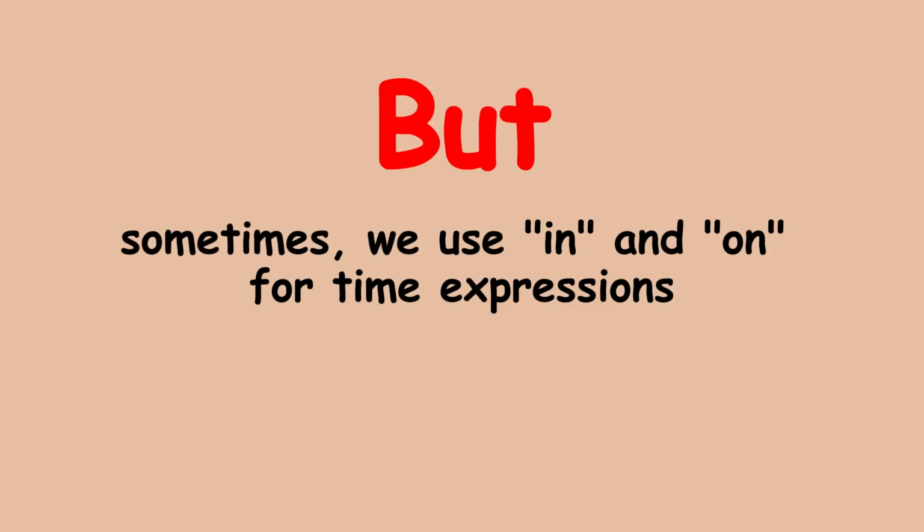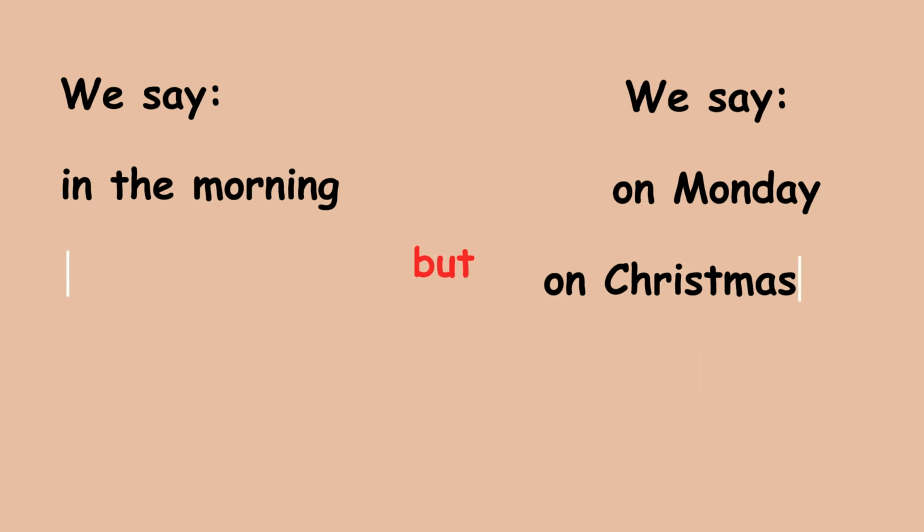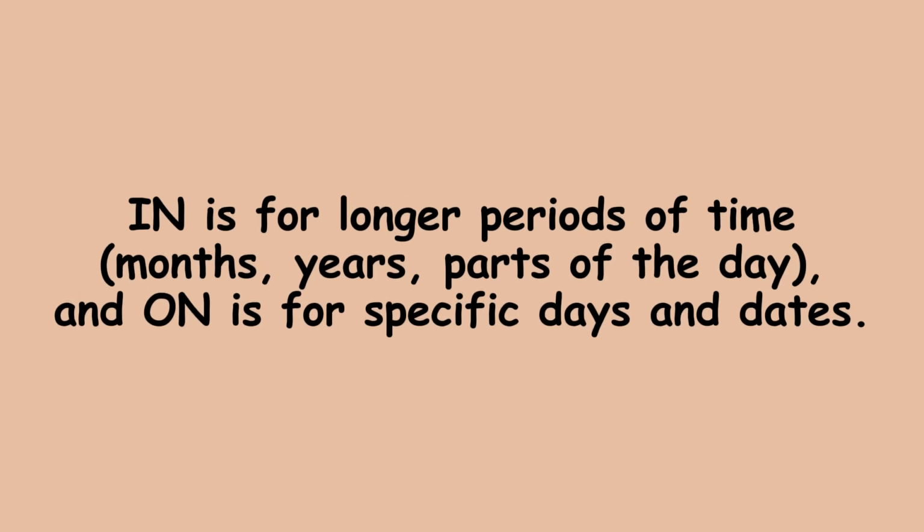But here is where it gets tricky. Sometimes we use in and on for time expressions, and the rules are different. We say in the morning, in July, in 2020. But we say on Monday, on Christmas Day, on my birthday. Why? Because in is for longer periods of time: months, years, parts of the day, and on is for specific days and dates.